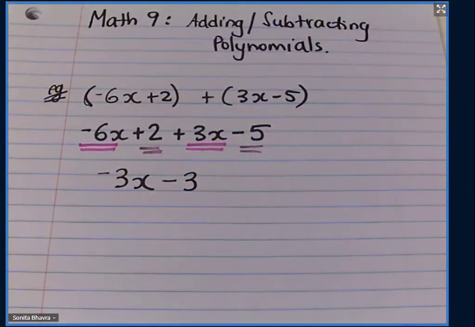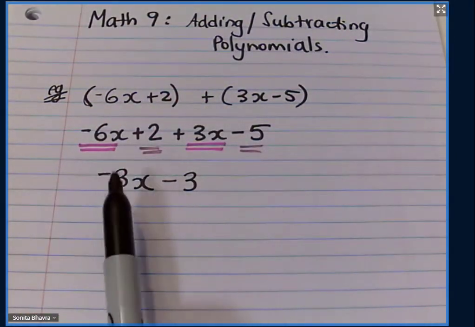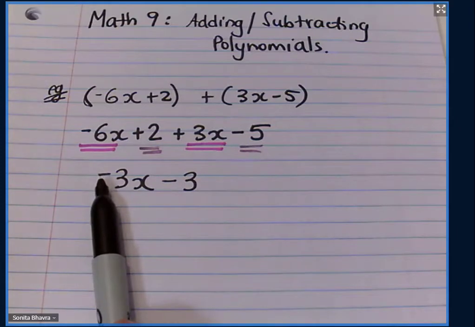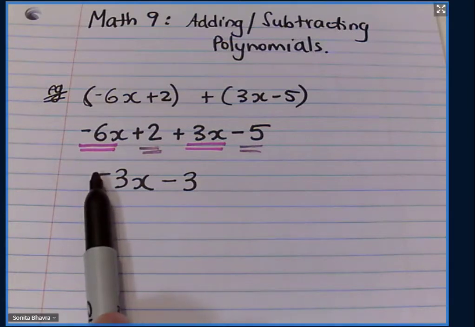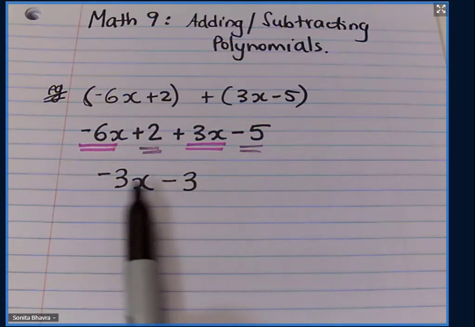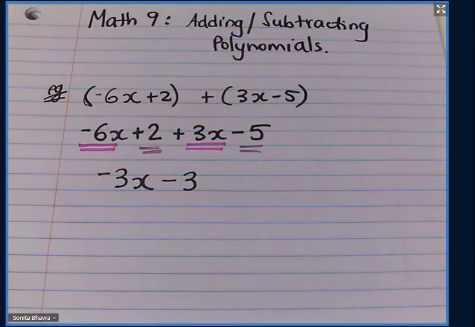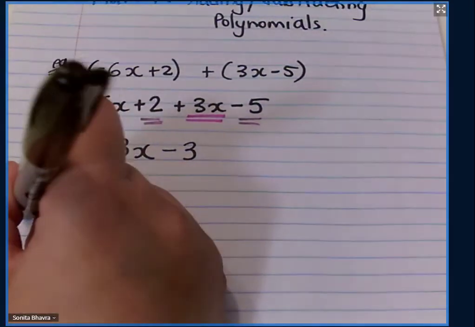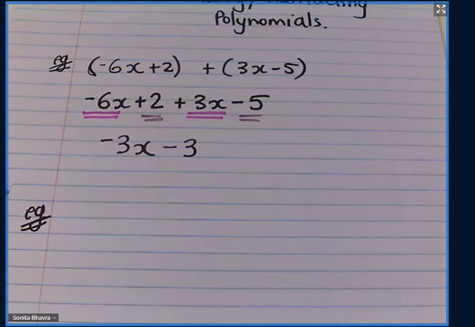All right, so again, remember that the signs in front of the term determine whether it's positive or negative. All right, so this is negative 3x minus 3, or you can call it negative 3x and negative 3. It's kind of interchangeable. All right, so that was an addition question. The next one we're looking at is, let's take a look at a subtraction question.